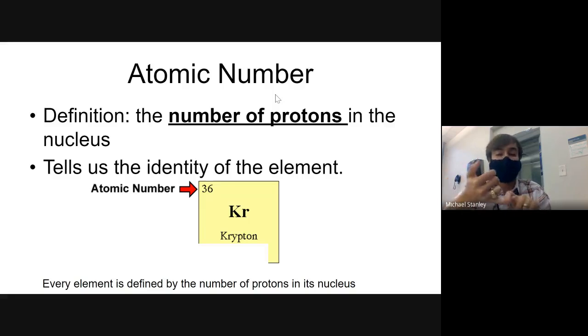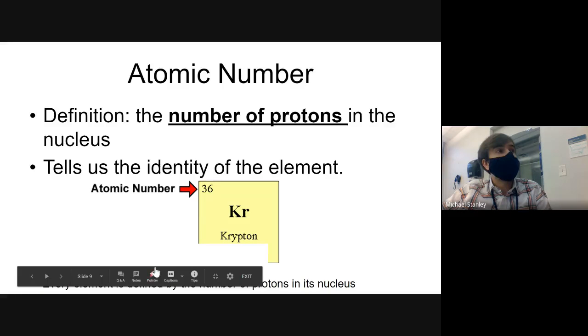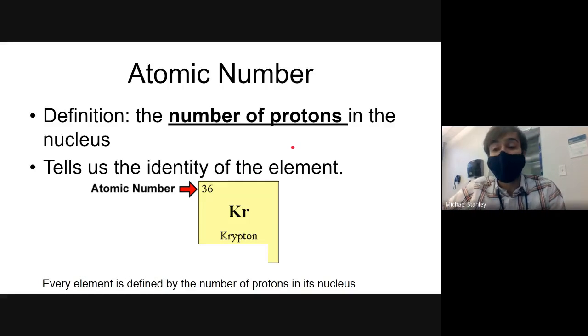We mentioned that the protons have a positive charge. The neutrons have a neutral charge. And the electrons have a negative charge. But the main thing that we talked about was, how do we figure out how many of each particle are in our atoms? So the first one, the number of protons, was super simple.